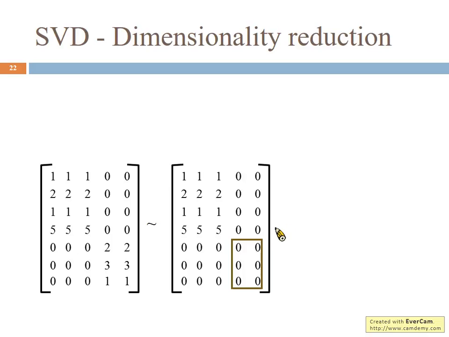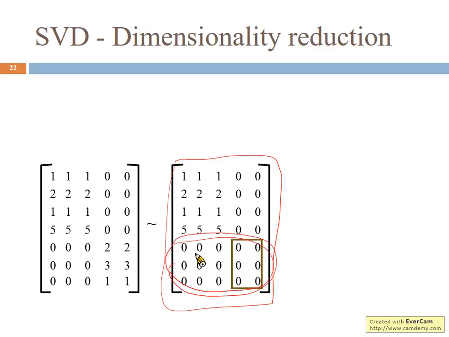And then when we reconstruct the original data like this, we will have this reconstruction data. Because right now we have truncated the medical concept, that means we totally ignore the medical concept. So the last three documents are all represented as 0, 0, 0, 0, 0, 0, 0, 0. And the first four documents are represented as 1, 1, 1, 0, 0, 2, 2, 2, 0, 0, 1, 1, 1, 0, 0, and 5, 5, 5, 0, 0.